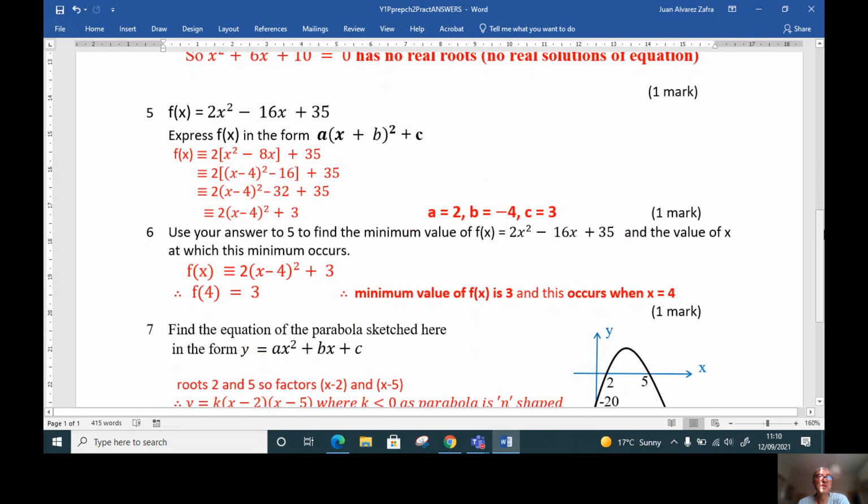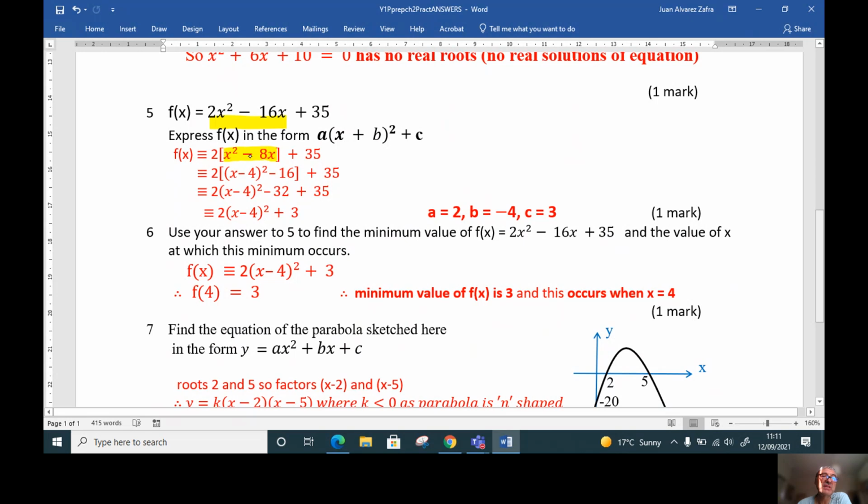Question 5. We now want to express this in completed square form, and it has a number in front of the x squared, which makes things a bit harder. So to get into completed square form, what I suggest you do is you don't worry about the 35, only look at the 2x squared minus 16x, and then factorize out the 2, which gives us 2 times x squared minus 8x. I'm focusing only on that.